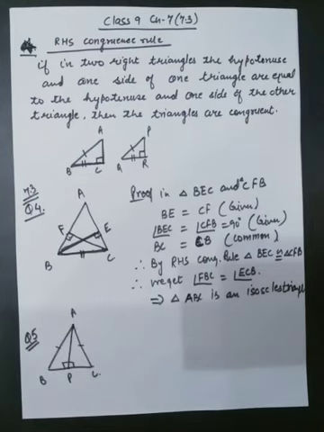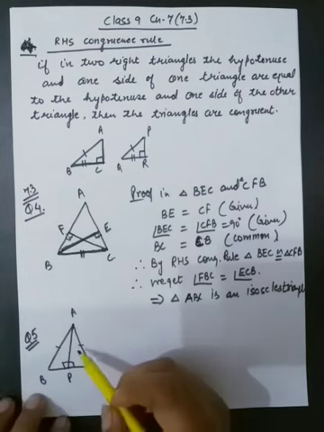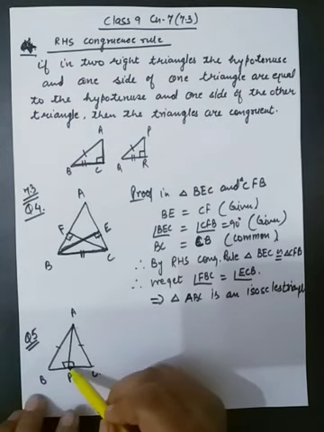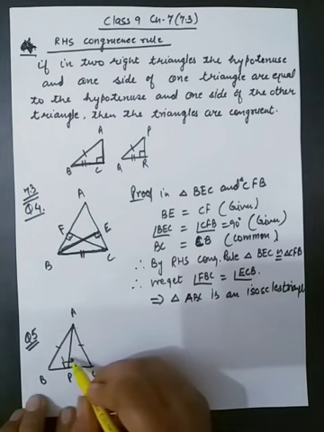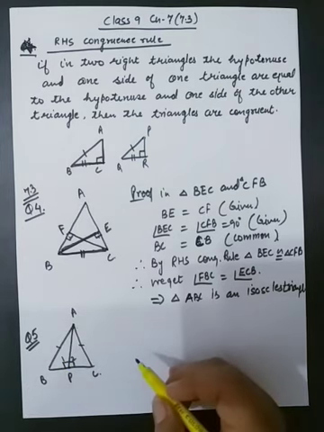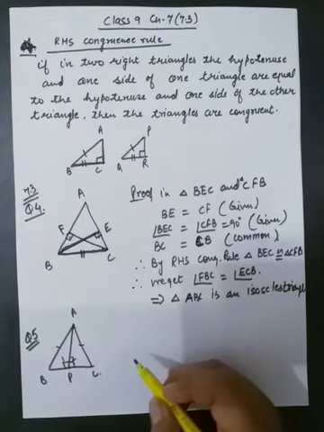Now question number 5. ABC is an isosceles triangle in which AB and AC are equal. AP is perpendicular to BC, meaning angle 1 is equal to angle 2 of 90 degree. And you have to show that angle B is equal to angle C. Again we can apply RHS congruency rule here.